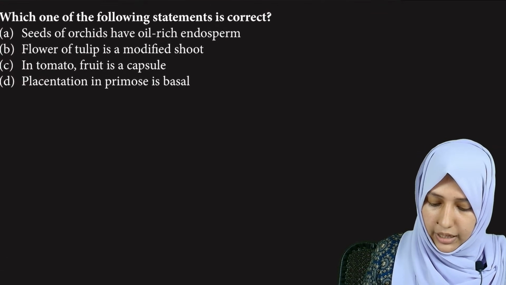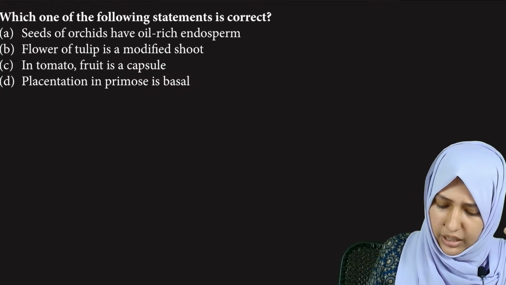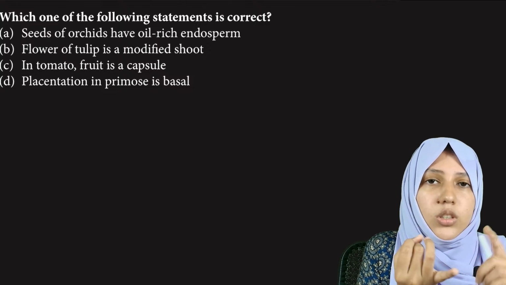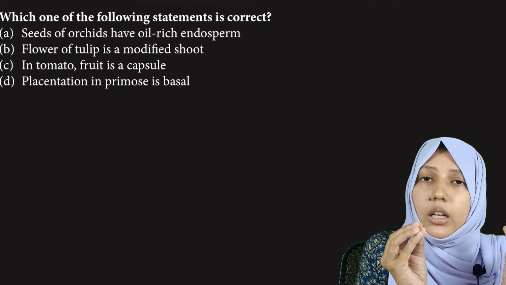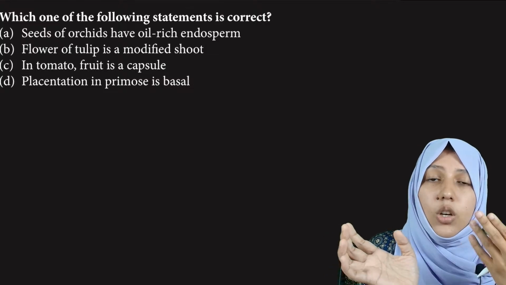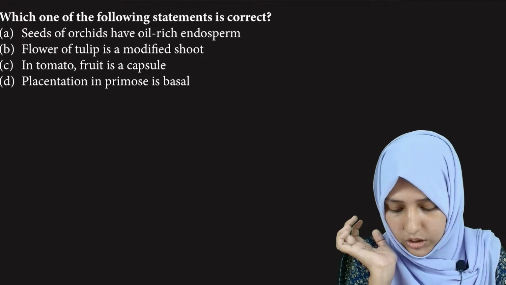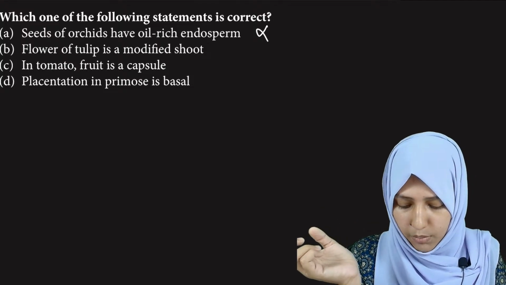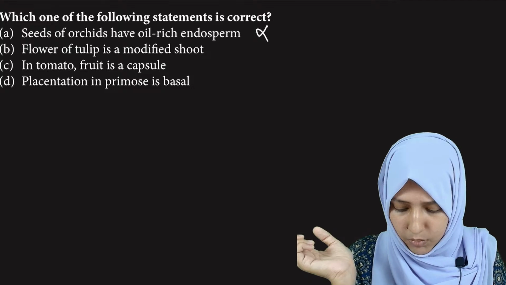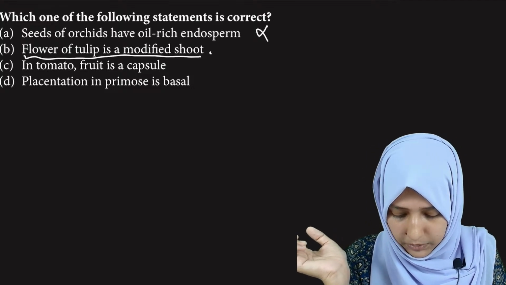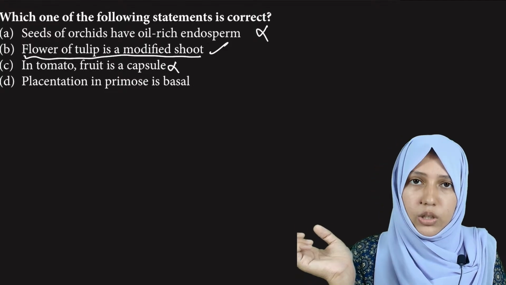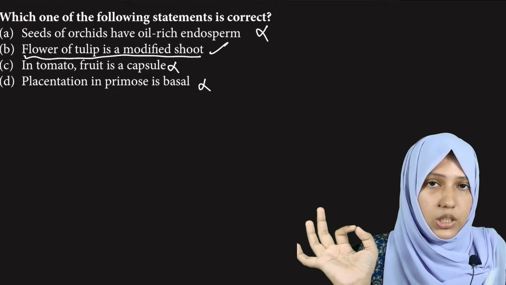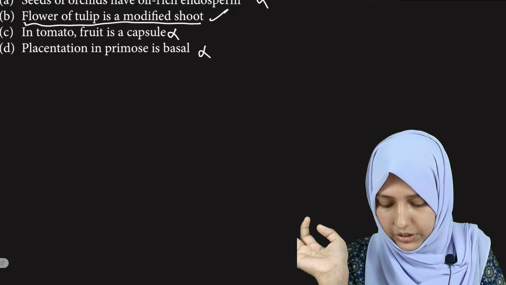Which one of the following statements is correct? The seeds of orchids have oil-rich endosperm. As we said, monocot plants are usually endospermic but rarely non-endospermic, and orchids have non-endospermic seeds. So this is absolutely wrong. Flower of tulip is a modified shoot. Then it is right, because a flower is always a modified shoot. Tomato fruit is a capsule? No, it is a berry. Placentation in primrose is basal? No, placentation in primrose is free central. Clear? So option B is the right answer.